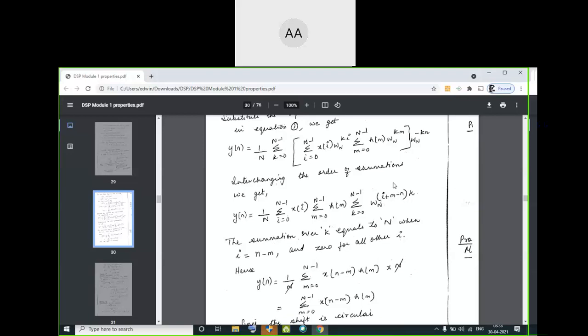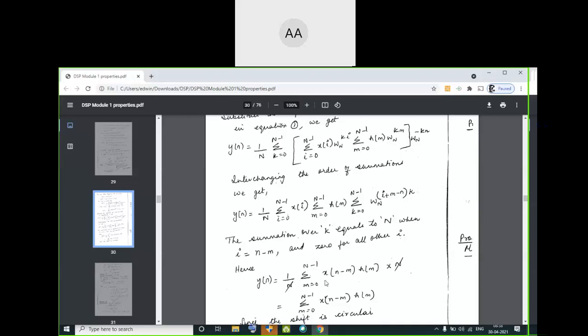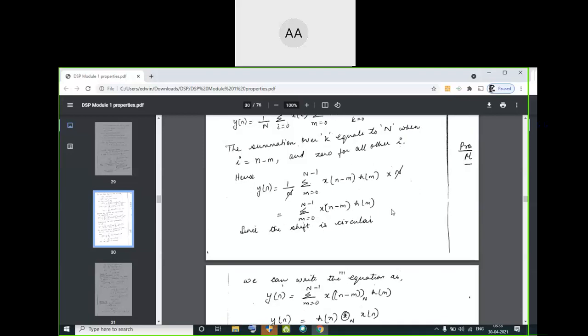So this is Wn power n equivalent to Wn power n into k. You know Wn power n is nothing but 1. So summation of 1 over the range is equal to that range value. So n and n get cancelled. You are left with this term. You'll better understand this when I solve a problem.